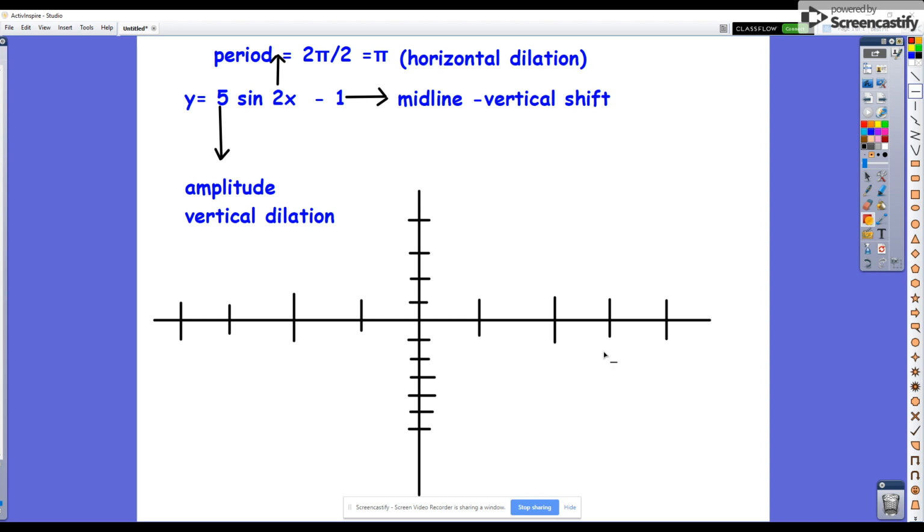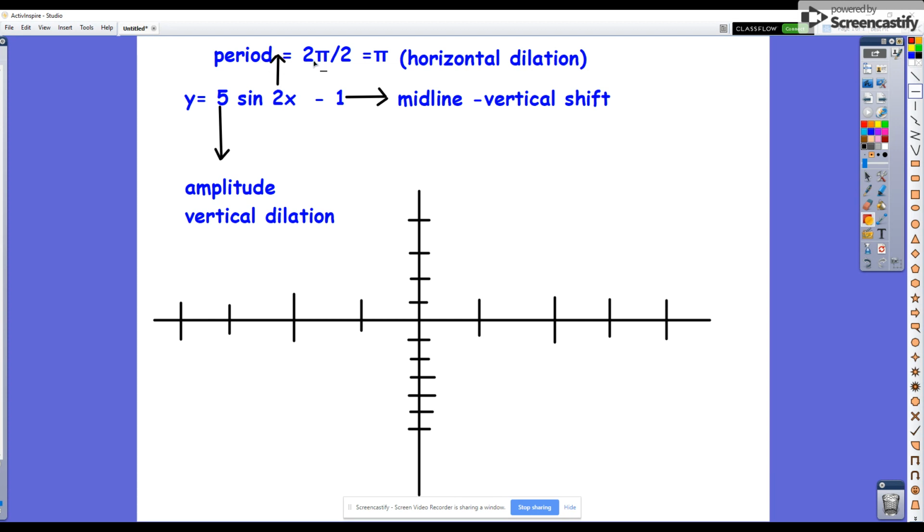All right, hello. Today I'm going to be talking about this sine curve that I have written here, y equals 5 sine 2x minus 1. The 5, the coefficient of sine, is going to be the amplitude or the vertical dilation of the sine curve. And then this 2 is going to affect the period.